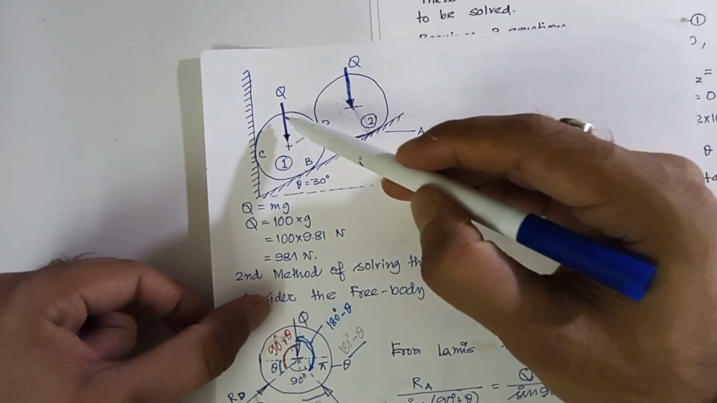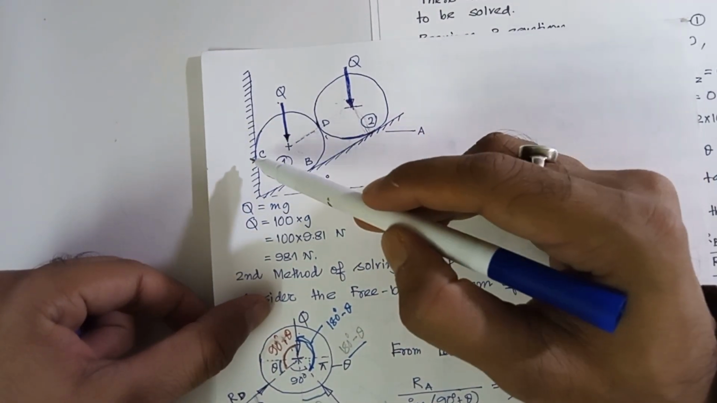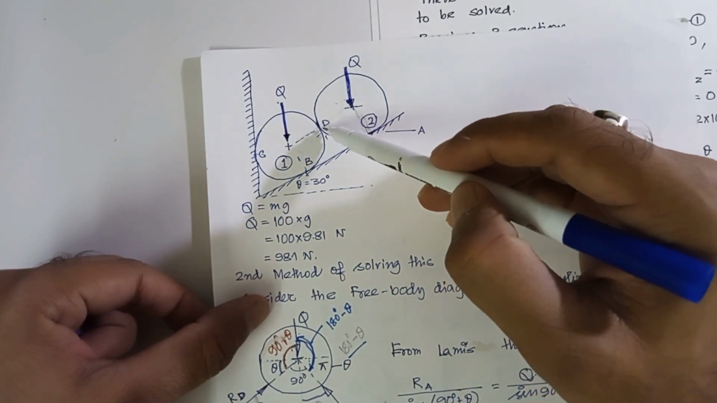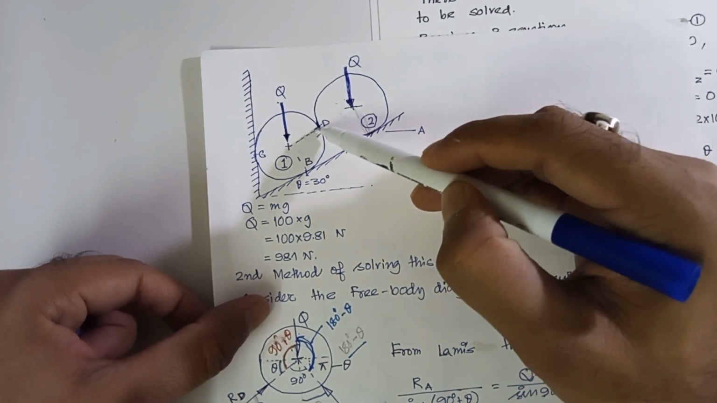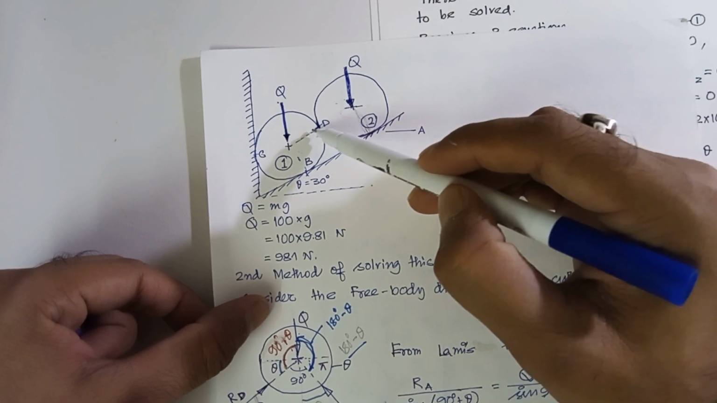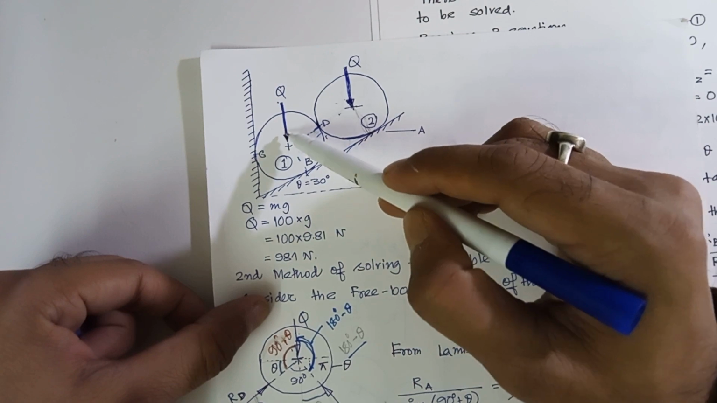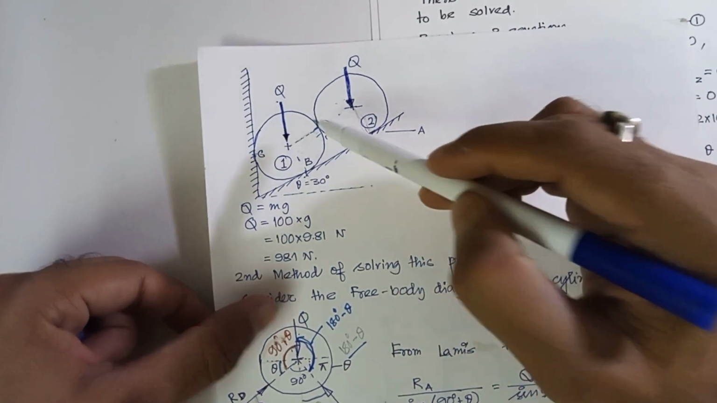For the lower roller, how many forces will be there? One due to the weight, another the contact reaction here, another contact reaction here, and the fourth force will be a contact reaction from the other roller. So there will be four forces, 1 2 3 4.